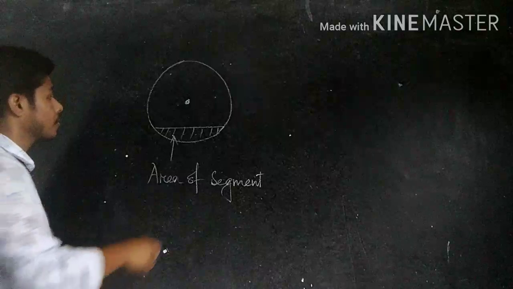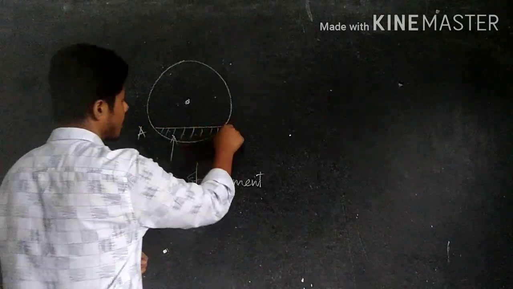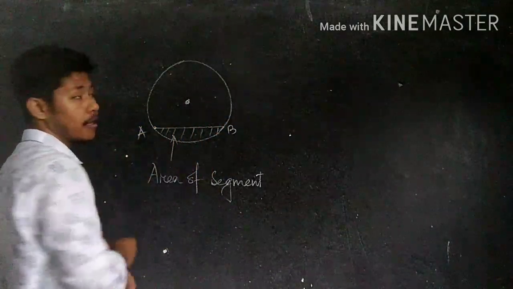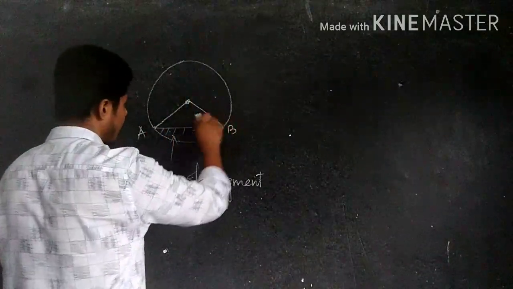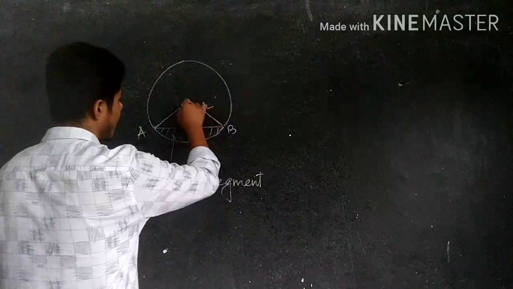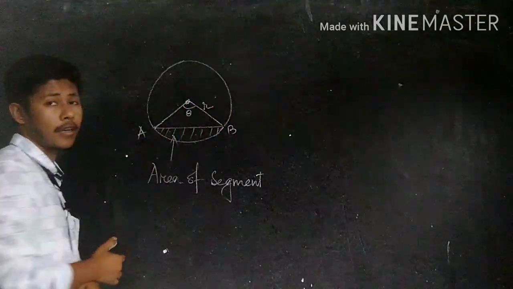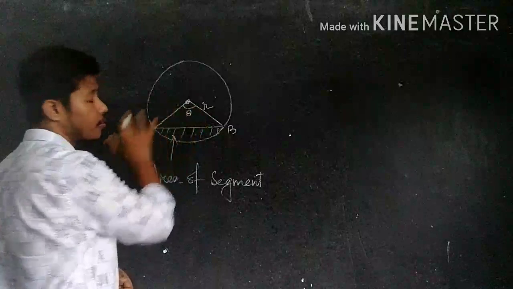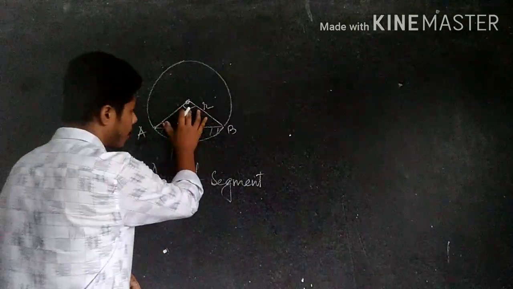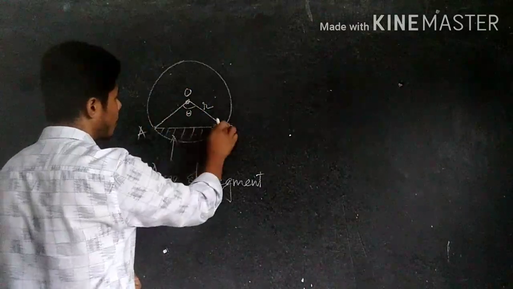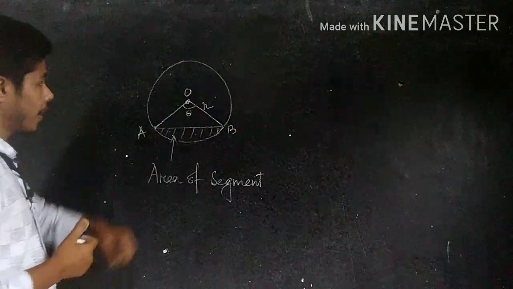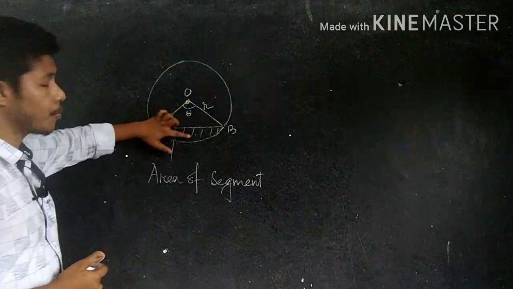So how can we do this? Let's see here. If this chord is AB, how can we find out the area? If we join O and take the whole part, if the radius is r and this angle is theta, then this whole part is the sector. And from this sector if we subtract the OAB triangle part, the area of this OAB triangle, then which portion remains here?